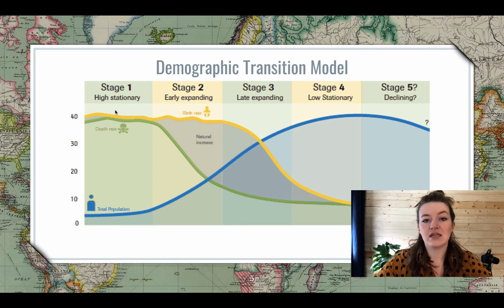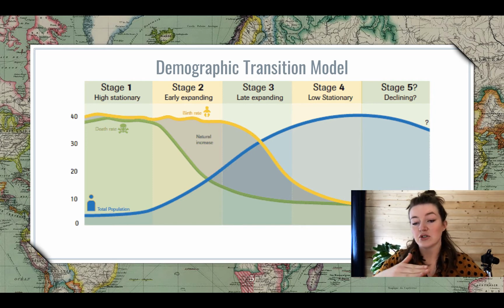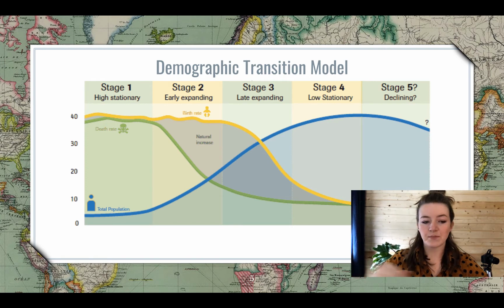Let's look at the CBR, the crude birth rate, throughout each of the stages. So that's our yellow line. Stage 1, it's very high. Stage 2, it stays really high. Stage 3, it starts to decline. Towards the latter half, it's a really fast decline. Stage 4, it's still declining and gets very low. And then in stage 5, it's extremely low and still decreasing.